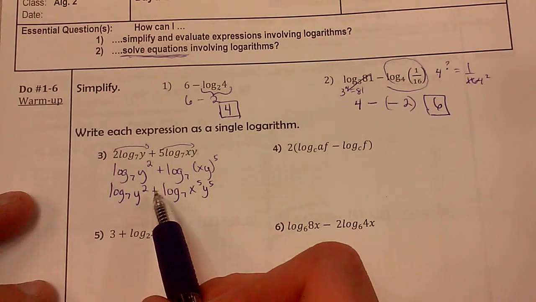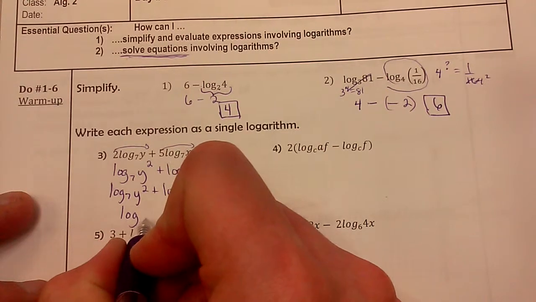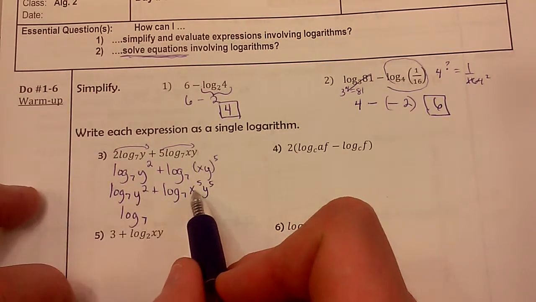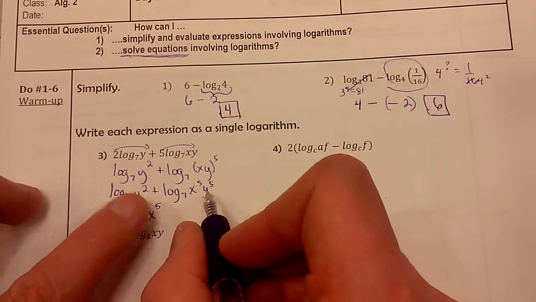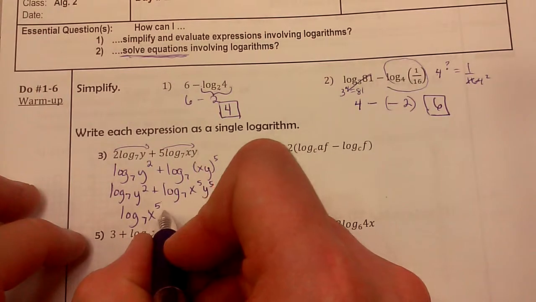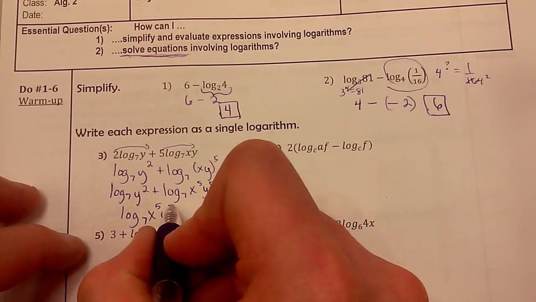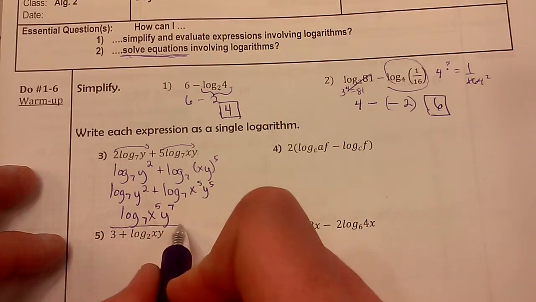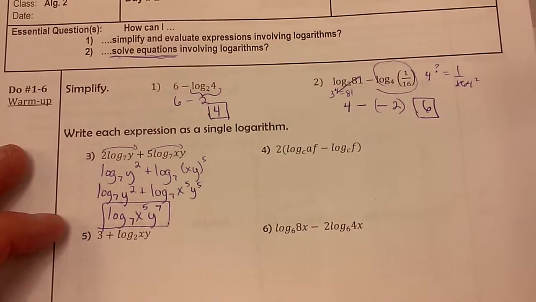And now we have the product property. The sum of 2 logs can be written as the product of a single log. So this will be x to the 5th, base 7, x to the 5th. And then these can now be multiplied together. So we add the exponents when we multiply the bases. There we go. All right, let's try the next one.